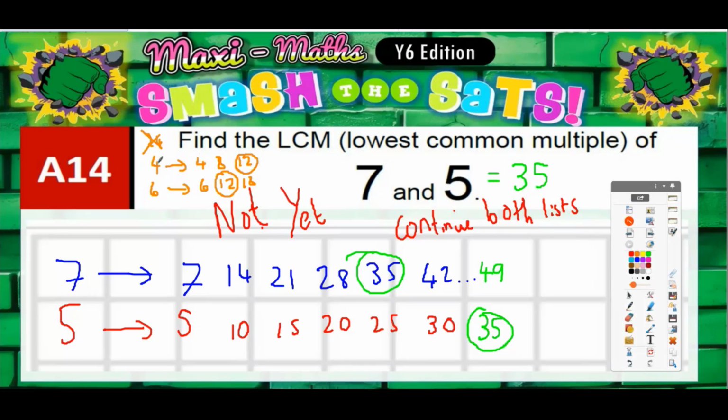So it's a very dangerous strategy to just say times them together. It works in this case. It gives you 35, which is the lowest common multiple. It's much better to do lists of the 7 times table and lists of the 5 times table and see which is the lowest. And that way you'll definitely get the right answer every time.